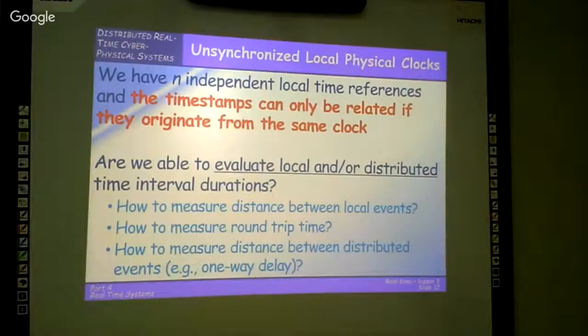But what we would like to do is also to evaluate distributed time interval durations. When I say a distributed time interval duration, I mean an interval in which the starting and the ending events, which delimit the interval, are happening or are taken in two different places by two different clocks. Say, how long does it take a data packet to travel the internet from Japan to here? I can take a timestamp when the packet is sent in a machine in Japan, and I can observe the arrival of the packet in a machine here. So the two events are in two different places. Okay?